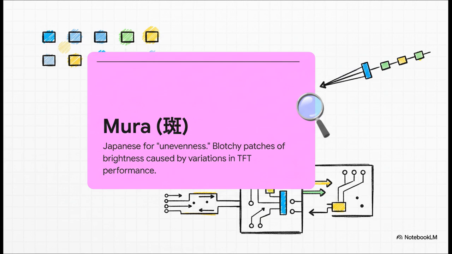It's a Japanese word for unevenness. On a screen, it looks like blotchy, cloudy patches. You usually see it on solid colors. It's the direct result of those slightly different TFTs sending slightly different amounts of current to their pixels, even when they're all supposed to be identical.